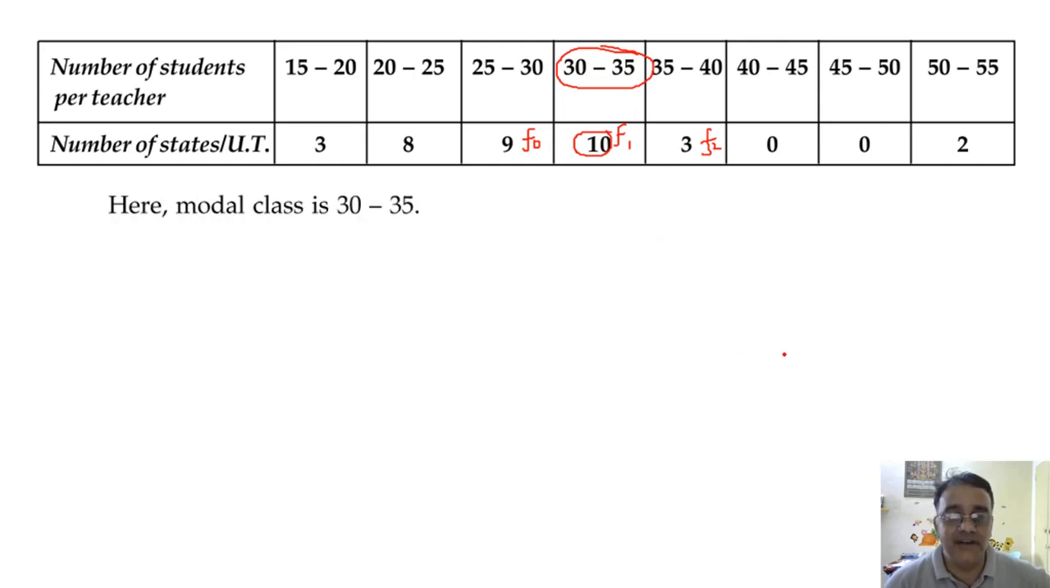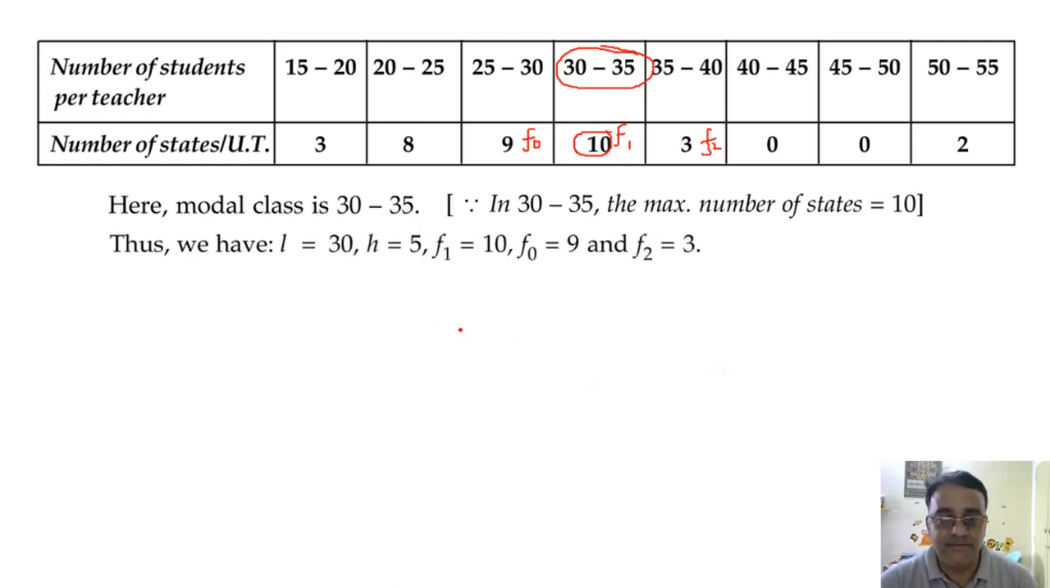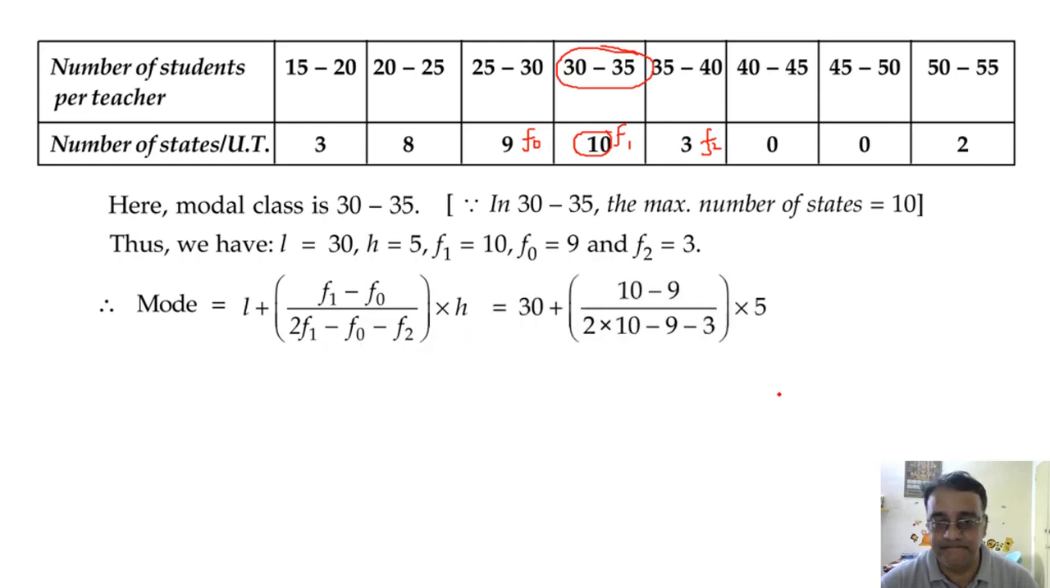So we'll start from that only. Model class is 30 to 35. Why? Because its frequency is maximum. And L is equal to 30. What is the value of H? 5. 5. F0 is 9, F1 is 10, and F2 is 3. After writing all this, now we'll write the formula. Now we'll substitute all the values. 30 plus (10 minus 9) upon (2 into 10 minus 9 minus 3) into 5.